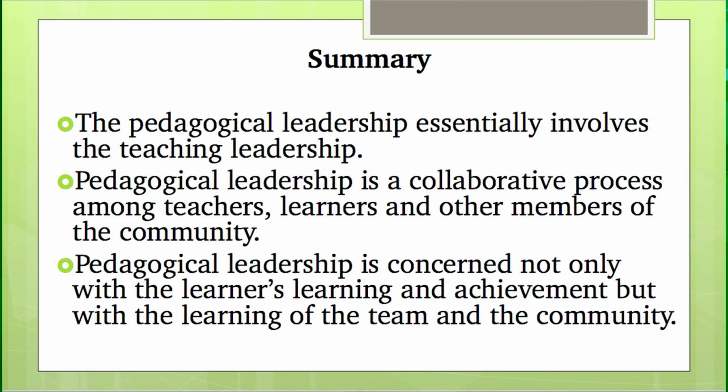So, in this discussion, we have discussed about the concept of pedagogical leadership, the different key features of pedagogical leadership, and the role of teacher as pedagogical leadership, or why the teacher are considered as pedagogical leader. So pedagogical leadership we can summarize as a process which involves teaching leadership. It can be defined as the management of the pedagogical process to run the educational smoothly.